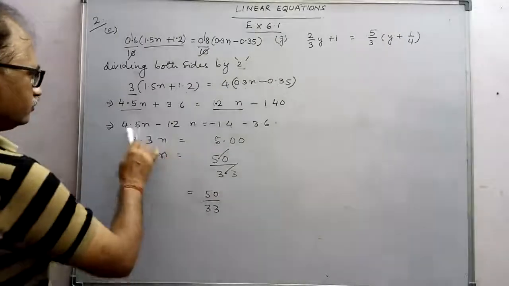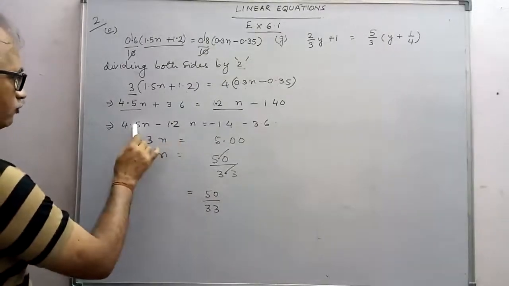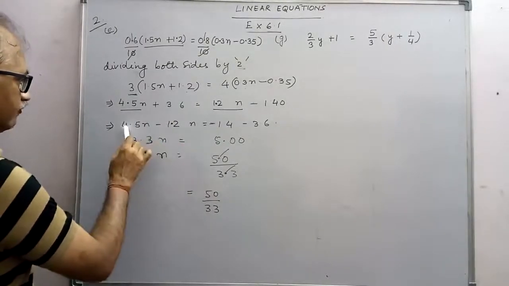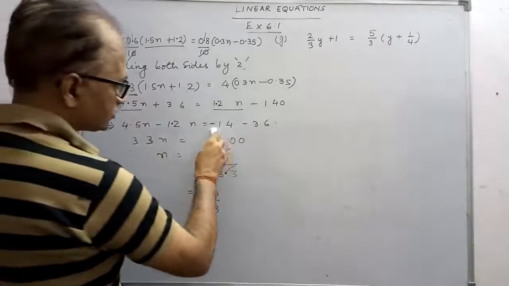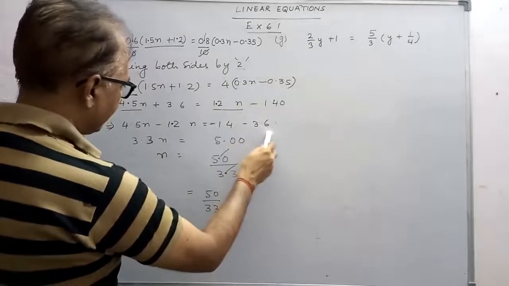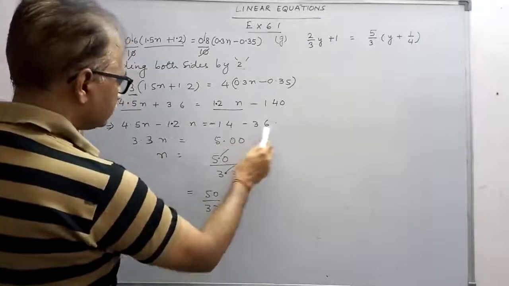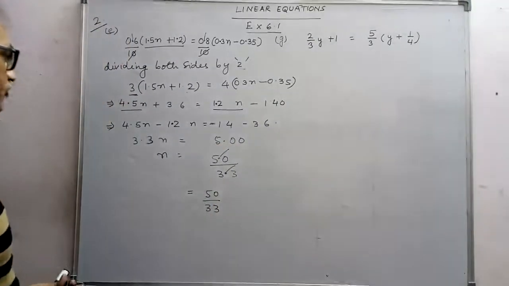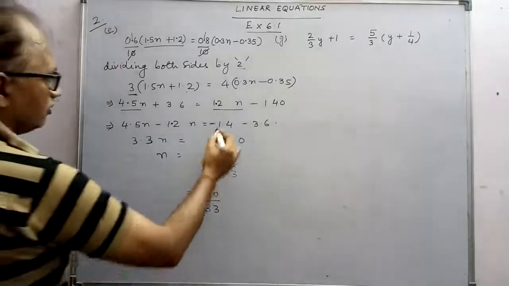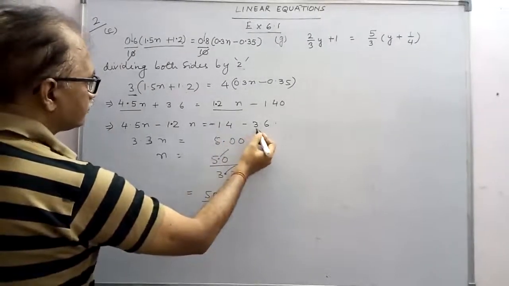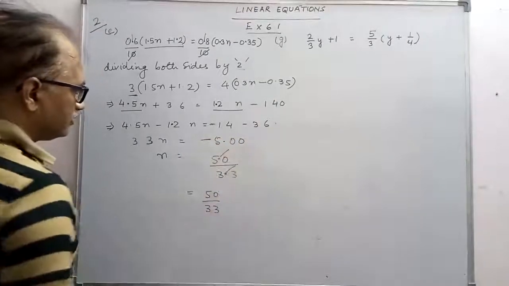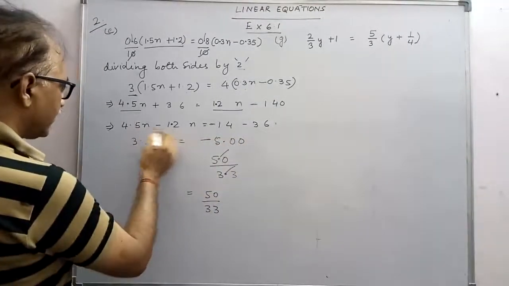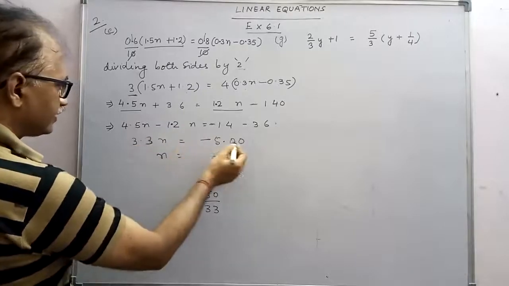So here we solve 4.5 minus 1.2: 5 minus 2 is equal to 3, 4 minus 1 is 3, so that is 3.3n. This side you get, this is also negative, this is also negative, both will be added here, and as a result you will get what? This value and this value, when you add both of them, 1.4 and 3.6 both added, so you will get minus 5.00. Now you subtract here, you get 3.3n, and that side you get this.